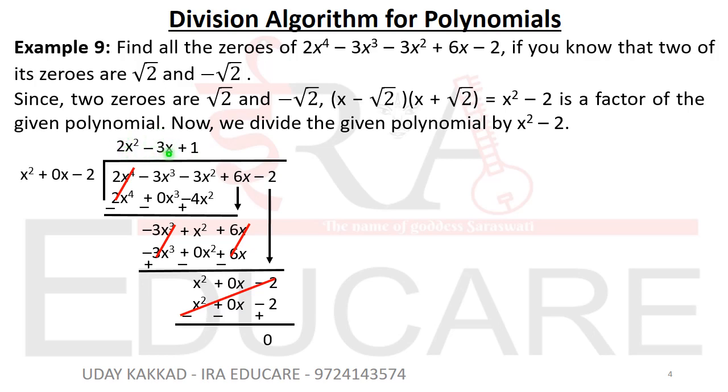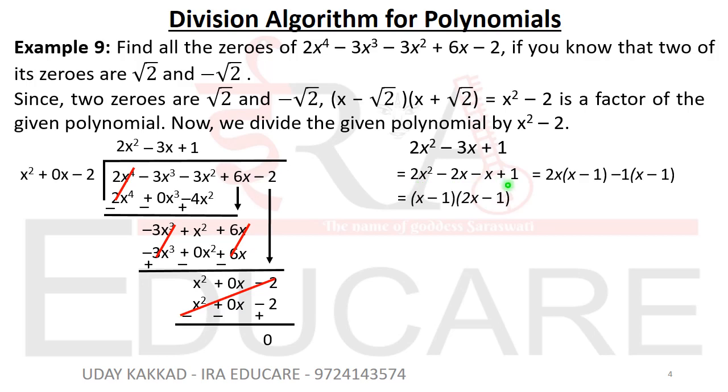Now if you factorize this and find the zeros of this polynomial, then you get another 2 zeros. So let's try to find them. I am putting here 2x square minus 3x plus 1, and I am trying to find the zeros of this polynomial. Splitting the middle term, 2x and minus 1 common, here 2x and 2x, and here minus 1 minus 1. At the end you get x minus 1, 2x minus 1.